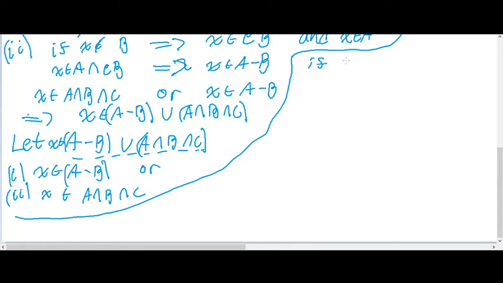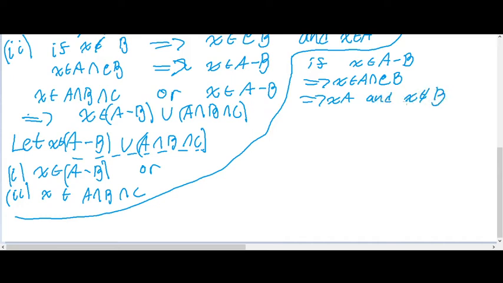So if x is in A minus B, then that implies that x is in A and x, or excuse me, I skipped a step here. That implies that x is in A intersect the complement of B, which implies that x is in A and x is not in B, by definition of intersection and by definition of complements. So, if x is in A and x is not in B, we also know something else here.